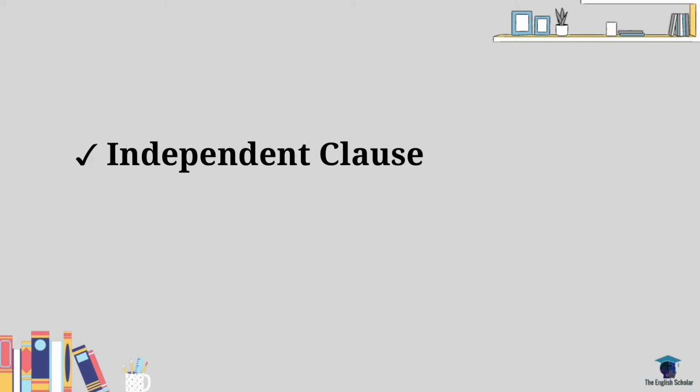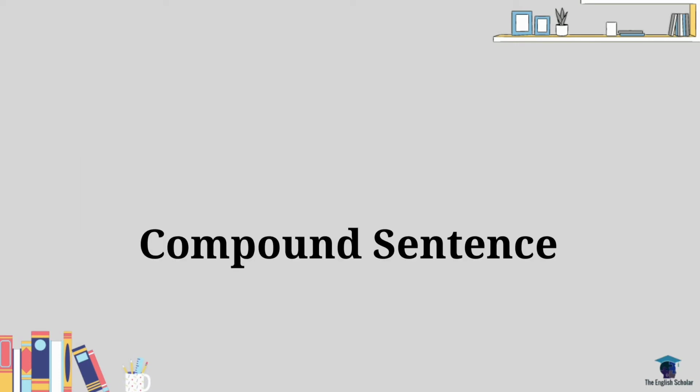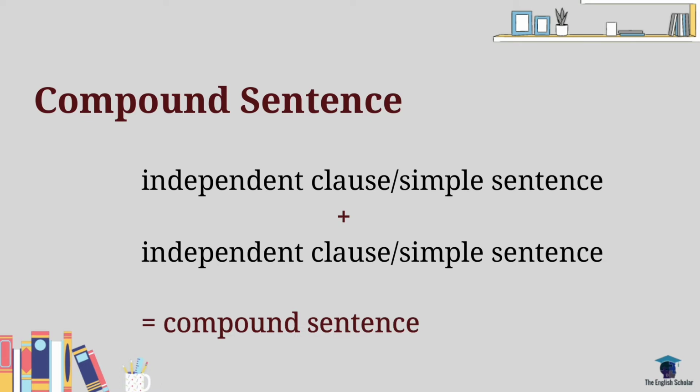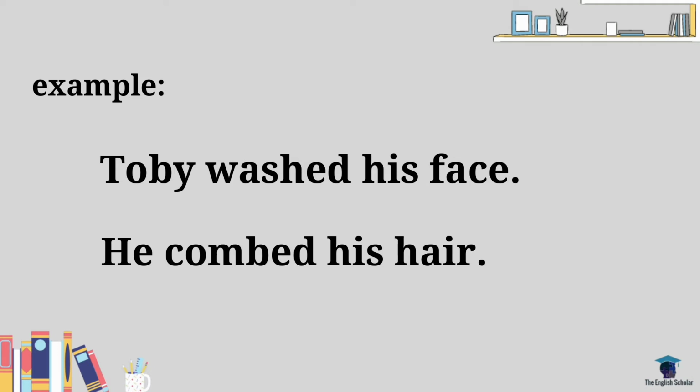Now that we understand what an independent clause is, let us understand a compound sentence. A compound sentence is a group of words that consists of two independent clauses, or in simple words, two simple sentences. For example, Toby washed his face. He combed his hair. These two sentences are simple sentences, right? So, to make a compound sentence, we combine these two.